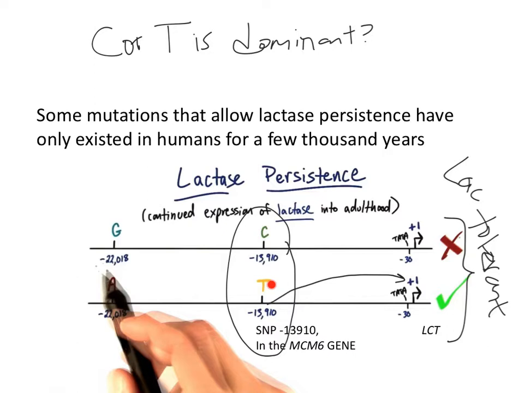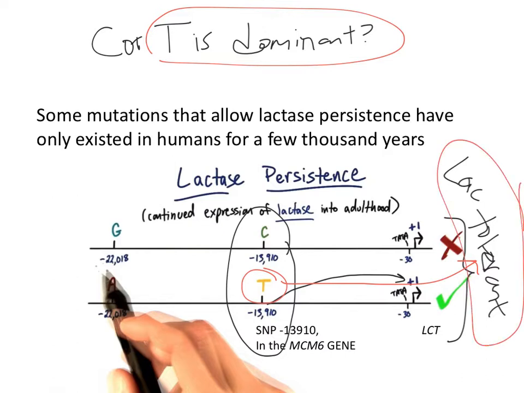So this is the classic crosses. If you want to know an allele is dominant, you make a heterozygote and you find out what their phenotype is. The phenotype is they produce lactase. They're lactose tolerant. Therefore, T is dominant, because only one copy of T is necessary to produce the tolerance trait. If we only saw lactose tolerance in individuals that were T over T, then it would be recessive. So it's a dominant mutation.